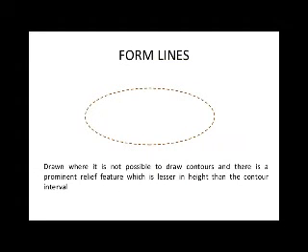Next we come to form lines. Now these lines are drawn where it is not possible to draw contours and there is a prominent relief feature which is lesser in height than the contour interval. Now these lines are similar to contour lines but have not been accurately surveyed and hence they do not show definite heights. They are printed in broken brown lines and are easily distinguishable from the contour lines. They help to show minor details which cannot be easily shown by contour lines.